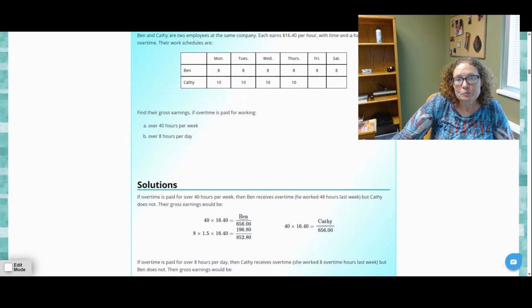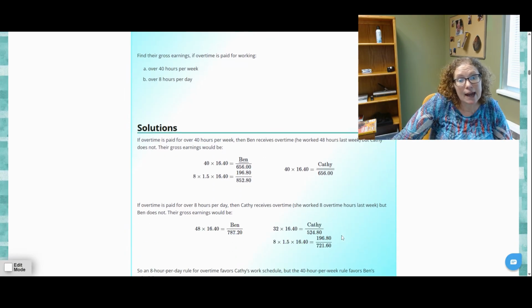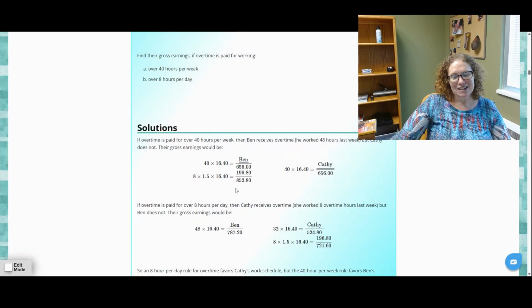We did the 40 hours a week, which Ben would have made, was actually worth 48. And so he would get overtime. But in Kathy's situation, she would not. She would just get her straight pay and get $656. And so Ben would be making more than Kathy. In the case of 8 hours a day, Kathy would get a little bit of overtime, but Ben does not. But look at the difference in the dollar amount for what their gross earnings are.